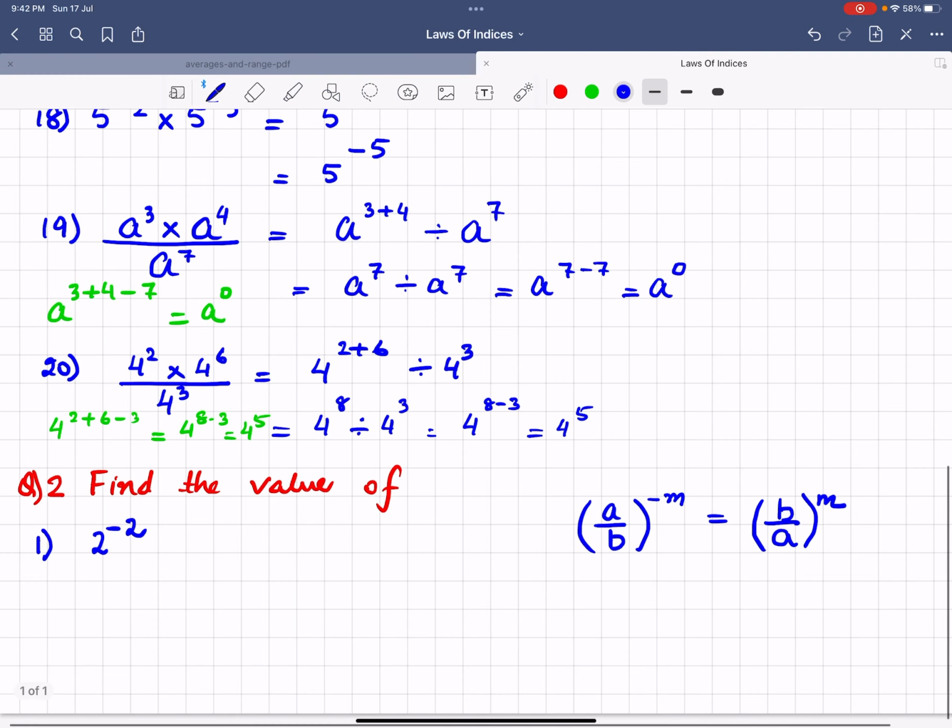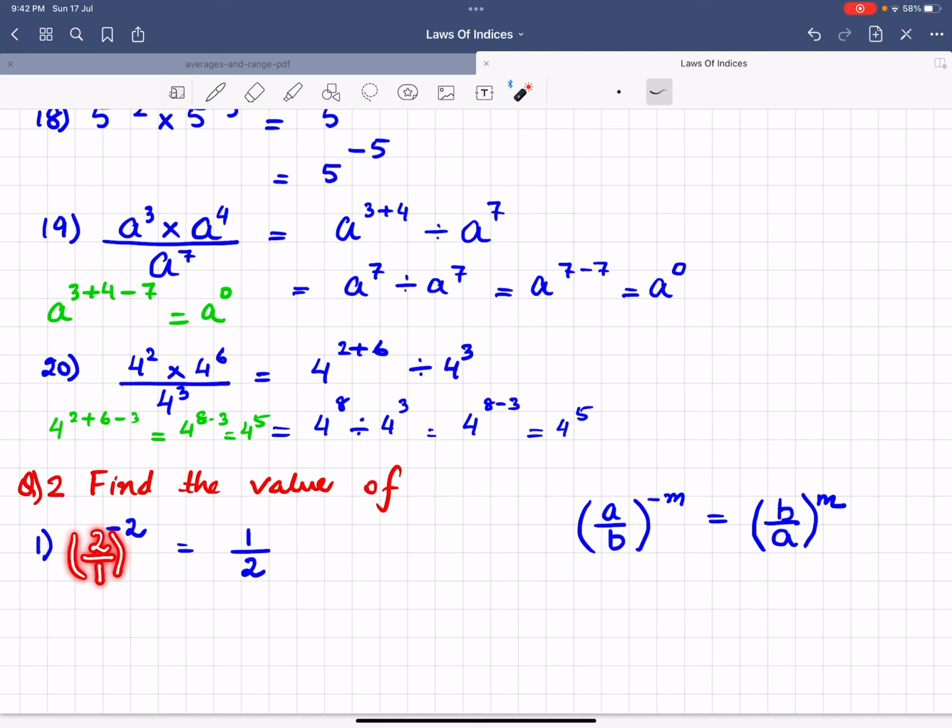This is the same as 1 upon 2. Why? Because 2 is actually a fraction which is 2 by 1. So 2 by 1 was to the power of negative 2, and now we take the reciprocal of the fraction which is 1 by 2, and the power becomes positive, to the power of 2. So this is equal to 1 by 2 multiplied by 1 by 2, which is equal to 1 by 4.